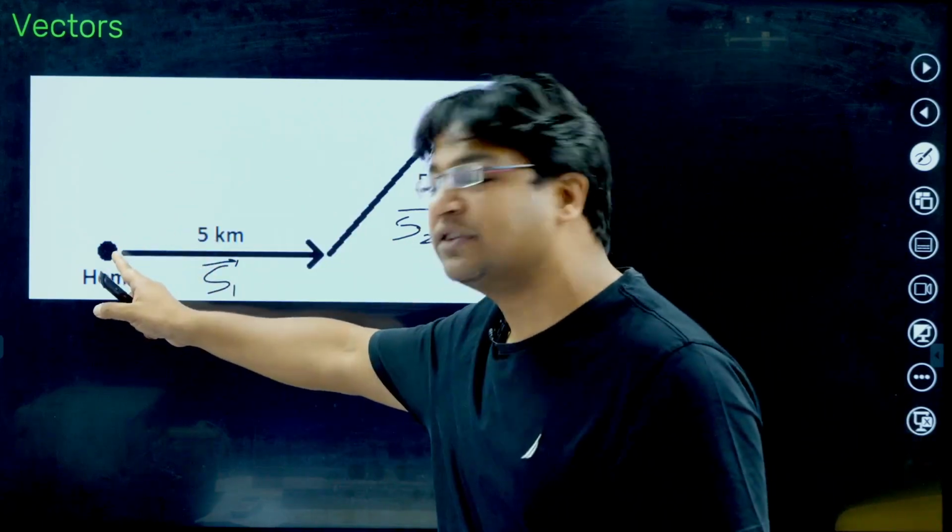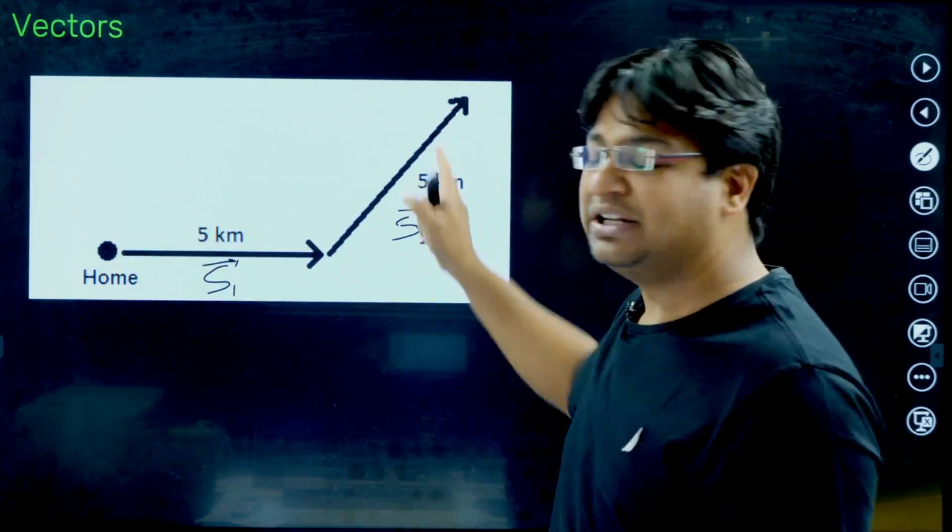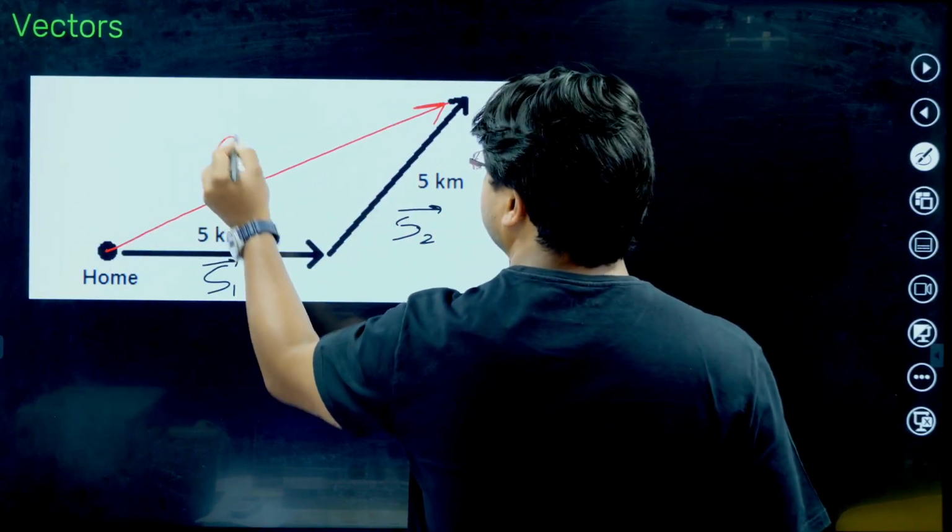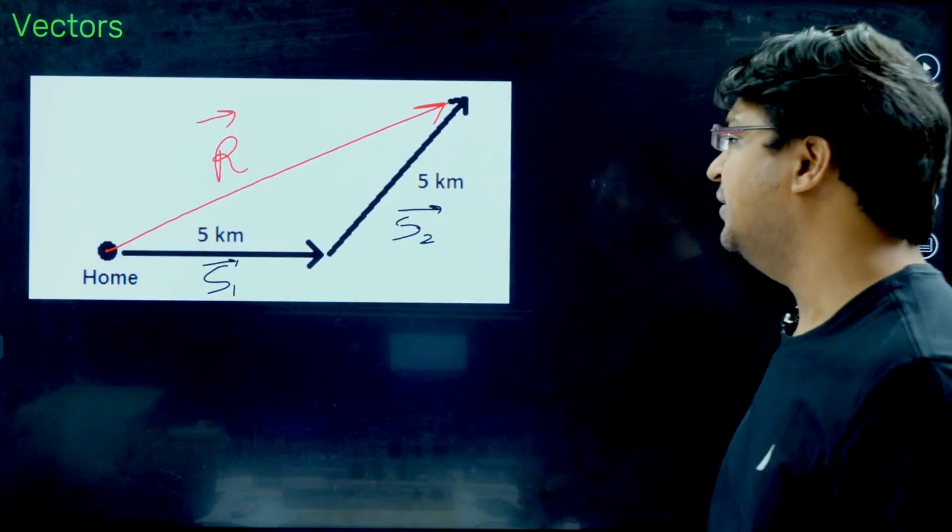So the person started from here. Currently the person is standing here. So the direct arrow is this one. So this has got to be the resultant vector.